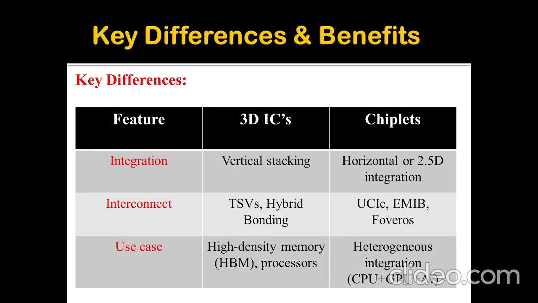Coming to the integration feature, 3D ICs use vertical stacking. Chiplets are based on horizontal or 2.5D integration. Coming to interconnections, 3D ICs use hybrid bonding, and chiplets use UCIe, EMIB, etc. Coming to use cases, 3D ICs can be used in HBM processors, and chiplets can be used for heterogeneous integration, which is the combination of CPU plus GPU plus AI. So this is the key difference.